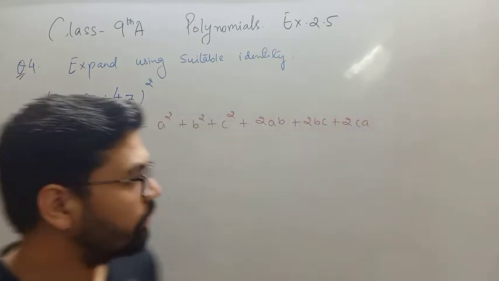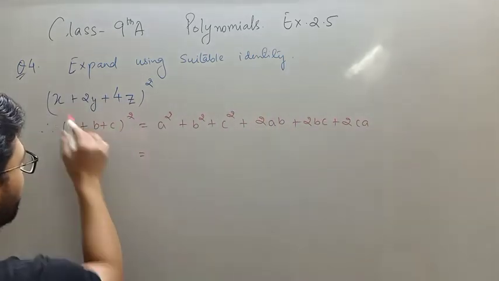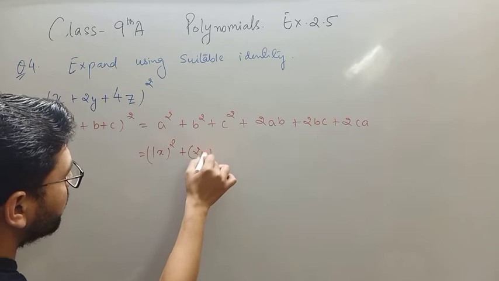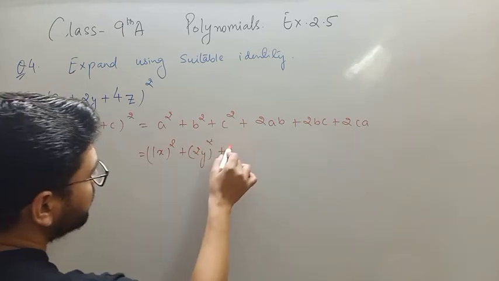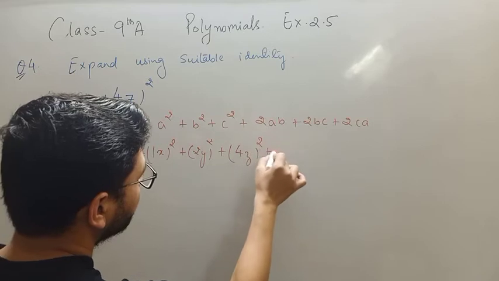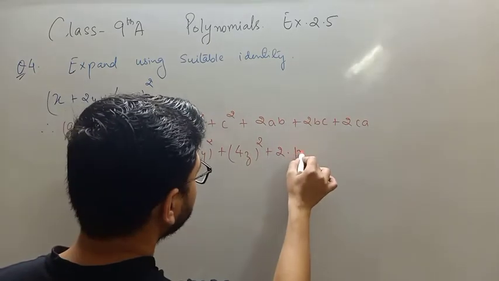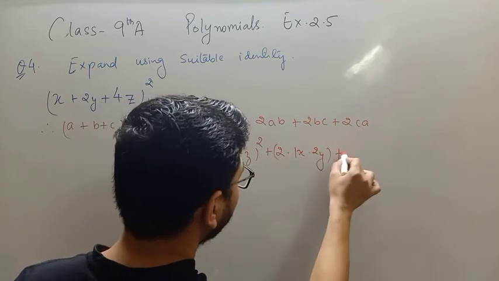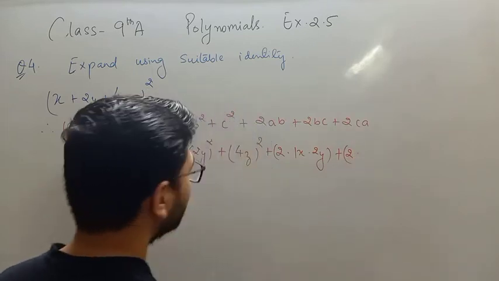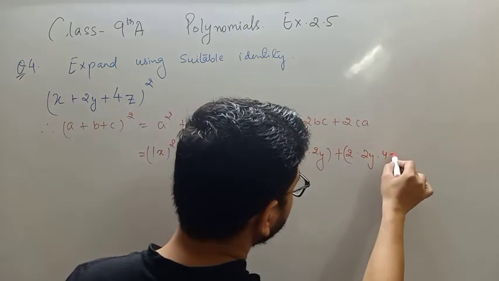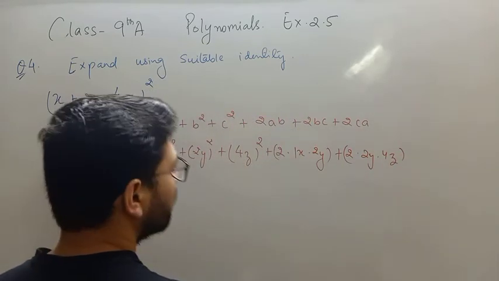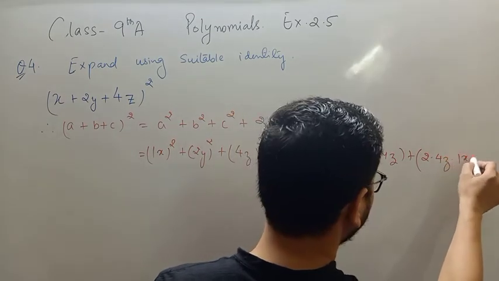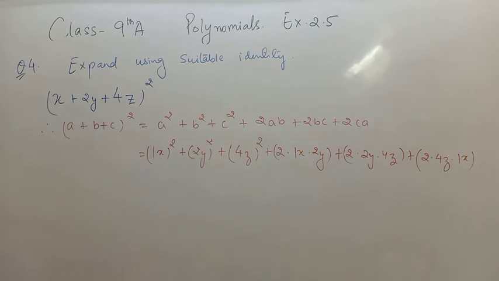Okay, so in place of a I have 1x square, in place of b I have 2y square, in place of c I have 4z square, in place of a I have 1x, in place of b I have 2y, in place of b I have 2y into 4z and 4z into 1x. Any doubt?